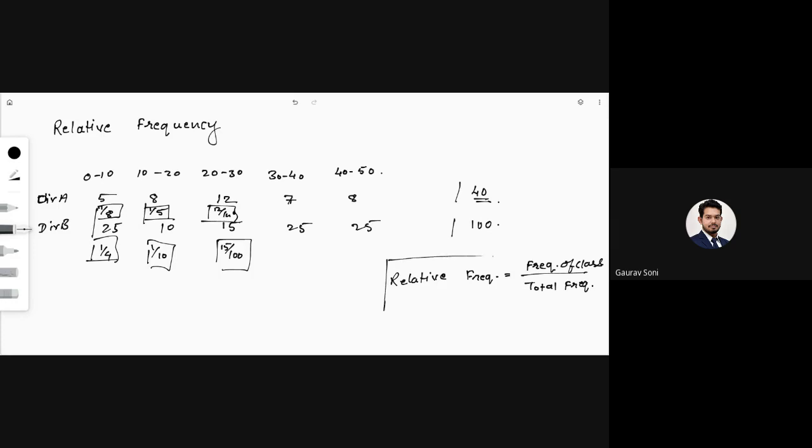Everything is there in the notes, but you still write down the definition or the formula for relative frequency. And remember that the relative frequency is used to compare the data when the frequencies are not the same for more divisions. Clear?